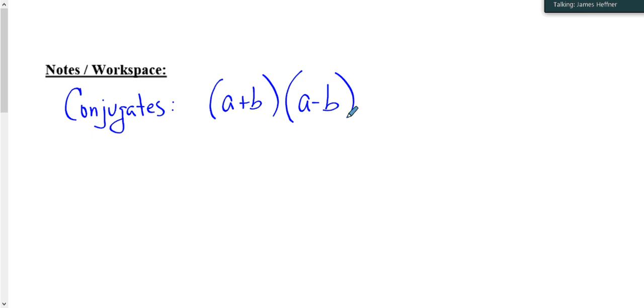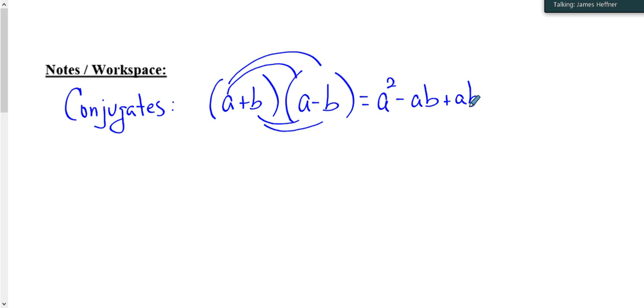So if I multiply two conjugates, let's see what happens. If I distribute through the A and then distribute through the B, don't I end up with A squared minus AB, right? And now let's distribute the B. Well, that would be plus BA or AB, minus B squared. And then when we combine the like terms, what happens? These guys cancel out, don't they? So we end up with A squared minus B squared, right?